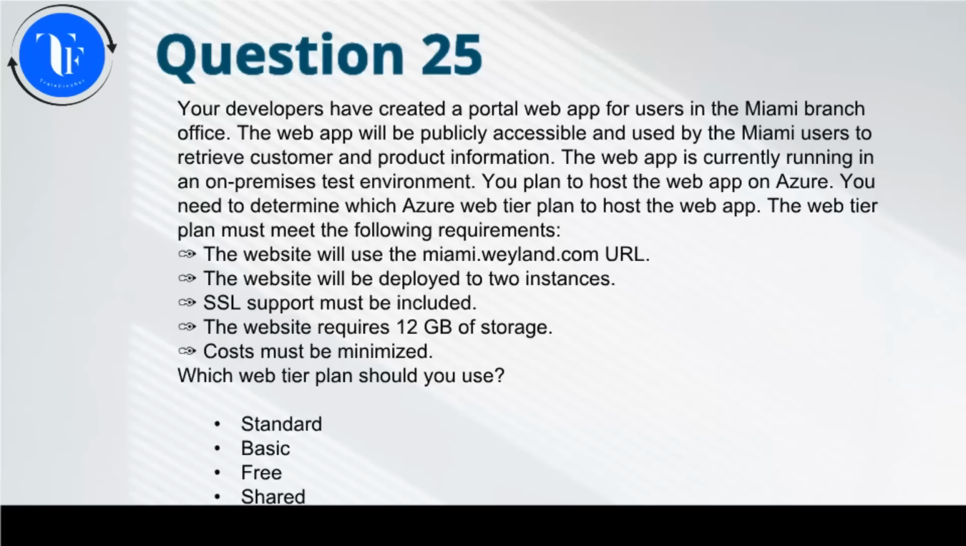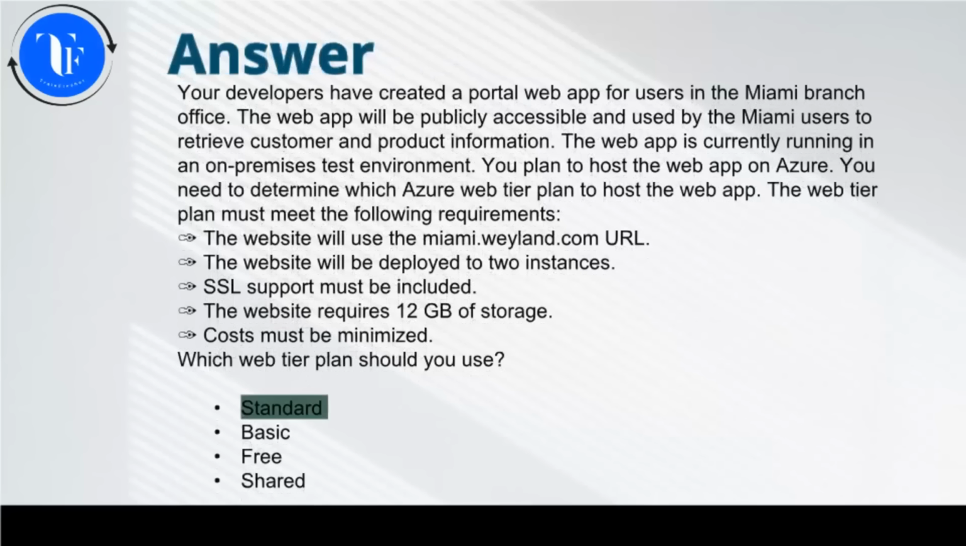The web tier plan must meet the following requirements. The website will use the miami.wayland.com URL. The website will be deployed to 2 instances. SSL support must be included. The website requires 12 GB of storage. Costs must be minimized. Which web tier plan should you use? Standard, Basic, Free, Shared. Standard meets all the requirements.